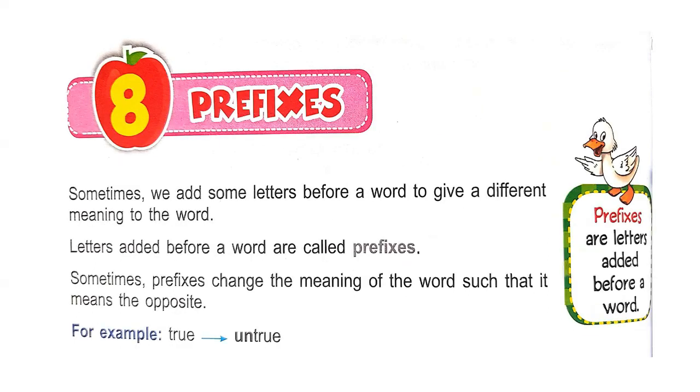Lesson number 8, prefixes. Prefixes are the words or letters that are added to words, and these prefixes change the meaning of the word. To whichever word we add a prefix, it changes the meaning of the word. You can see the example, true. We add prefix un. True is right, untrue it is not right, incorrect. The meanings are changed. It changes the word into opposite.